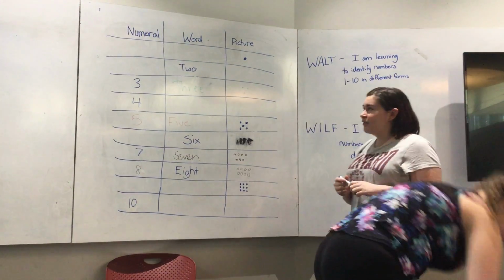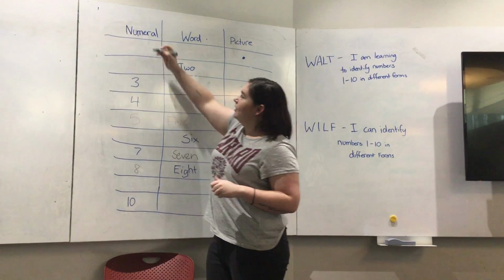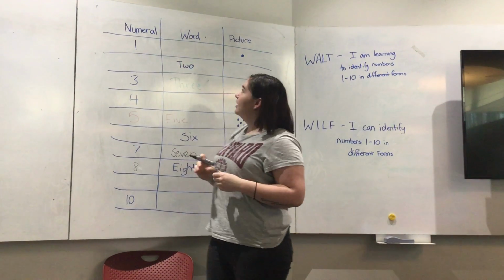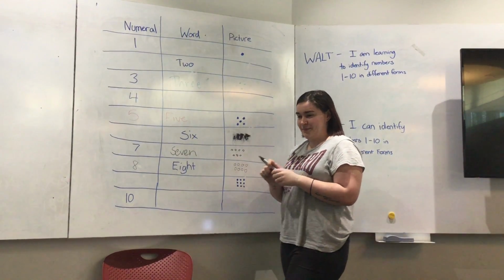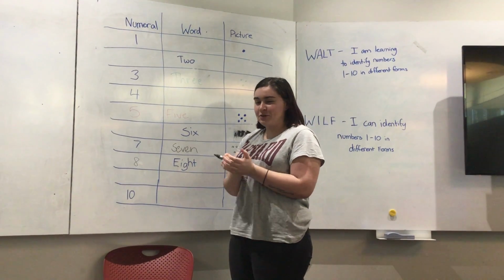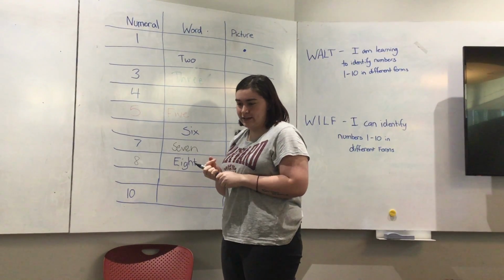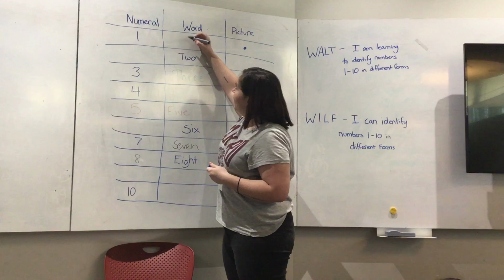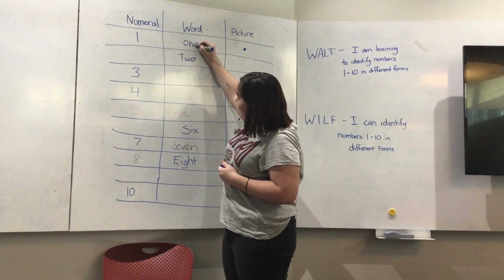And now we're just going to do the rest together. And what numeral do we go for now? 1. So it's just a straight line. And what word? How do we spell it? No, this one's a tricky one. So what sound do you make for the word? O. O? Yeah. And what's the next letter? N. Yeah.